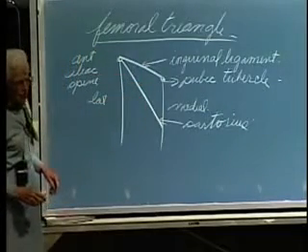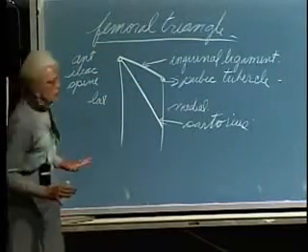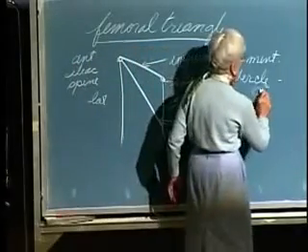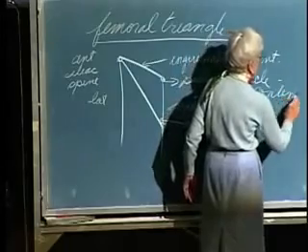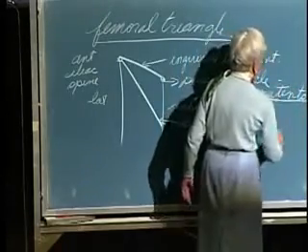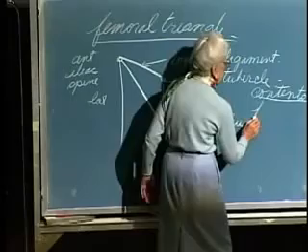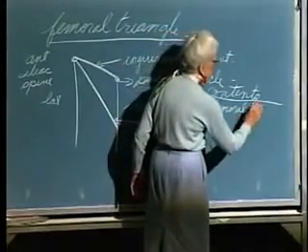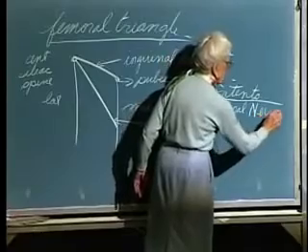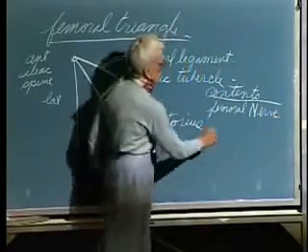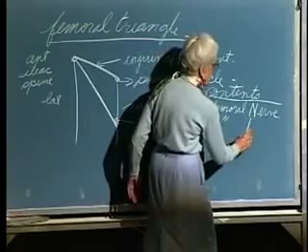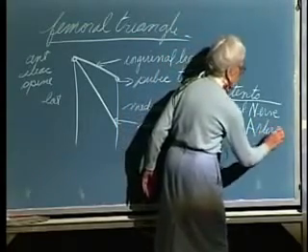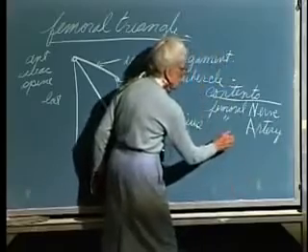What's important about that triangle? Quite a bit. What are the contents of the triangle? One, we'll have the femoral nerve. The femoral nerve. We'll have the femoral artery. The femoral vein.